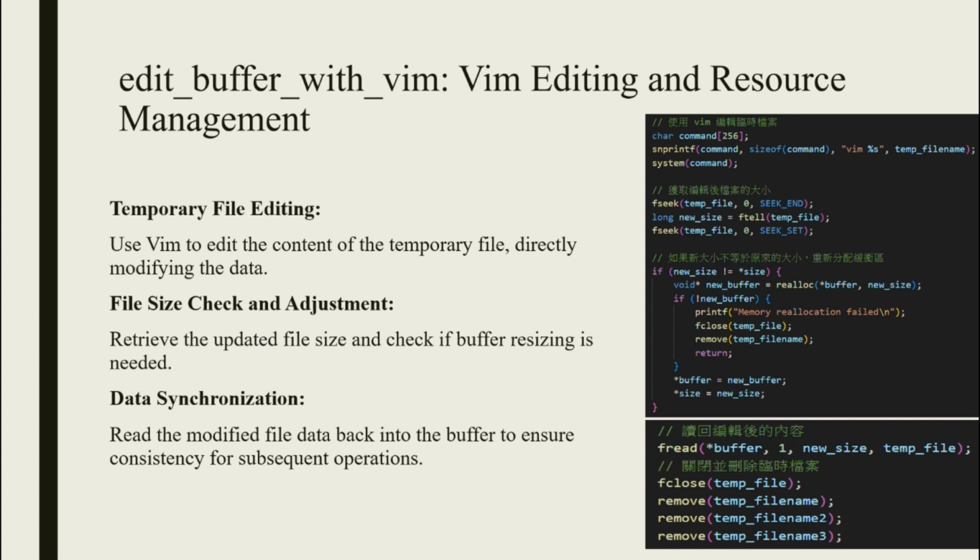And this is Vim editing and resource management. Use the Vim editor to edit the content of the temporary file, directly modifying the data within the file, and retrieve the file size after editing in Vim to check if the buffer size needs to be adjusted. Next, check whether the file size has changed to ensure that the buffer size matches the file size.